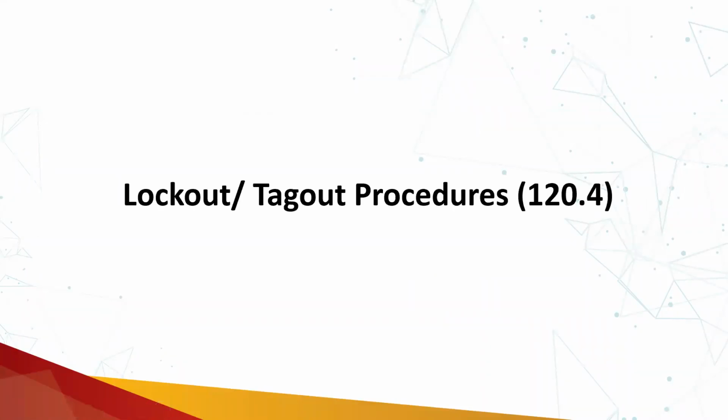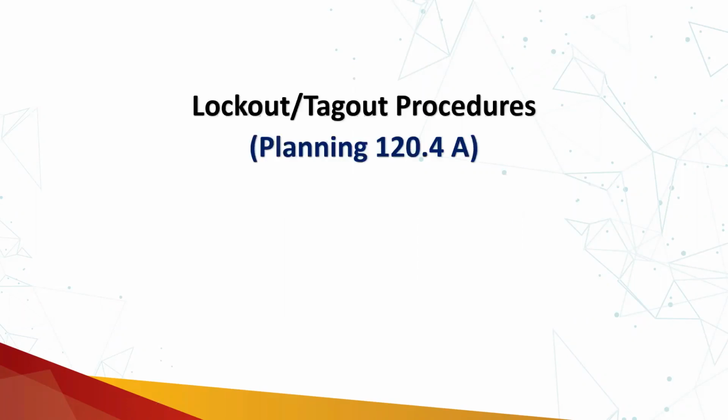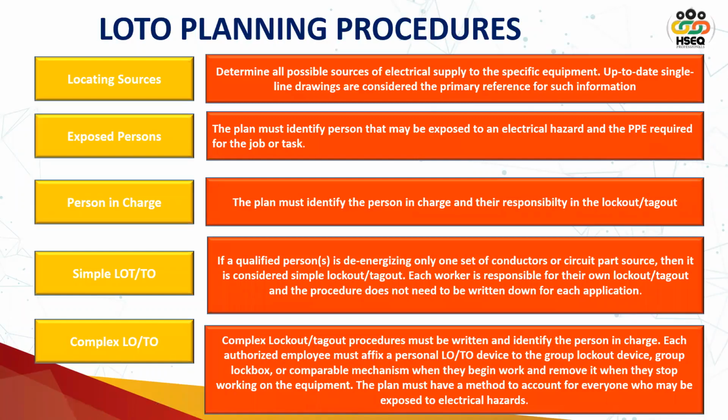Then 120.4 talks about the lockout and tagout procedure. 120.4 is further divided into 120.4(A) and 120.4(B). 120.4(A) is related to planning lockout and tagout procedures. So when you are planning for the lockout and tagout, what things do you need to consider? There are 5 elements which you need to consider when you are doing the lockout and tagout planning procedure. First, you have to determine or locate the sources on which you basically need to perform certain operations.